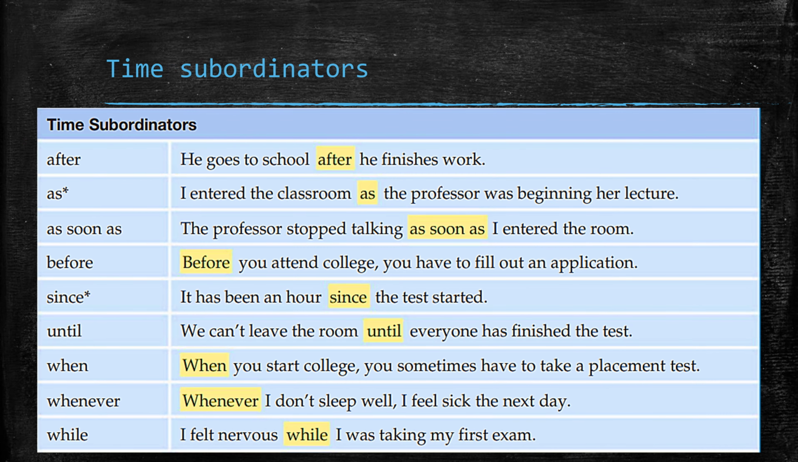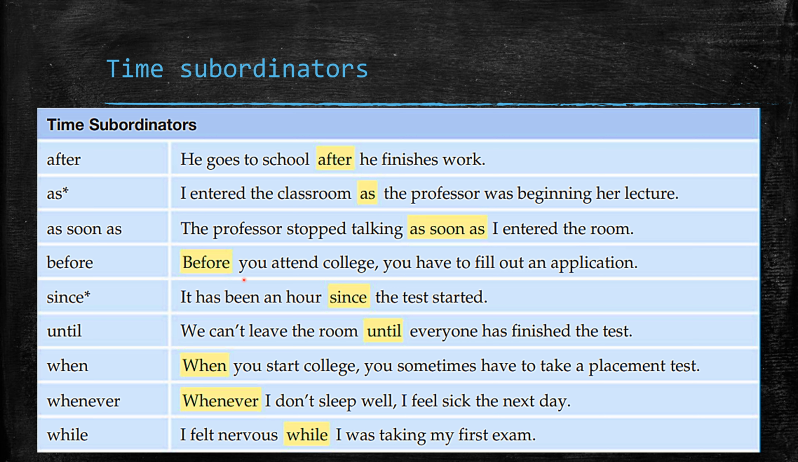Here are examples of time subordinators. We have after, as soon as, before, since, until, when, whenever, and while. So, after. He goes to school after he finishes work. As. Here it can also be other forms of subordinators that we are going to discuss later on. I entered the classroom as the professor was beginning her lecture. So, as soon as. The professor stopped talking as soon as I entered the room.